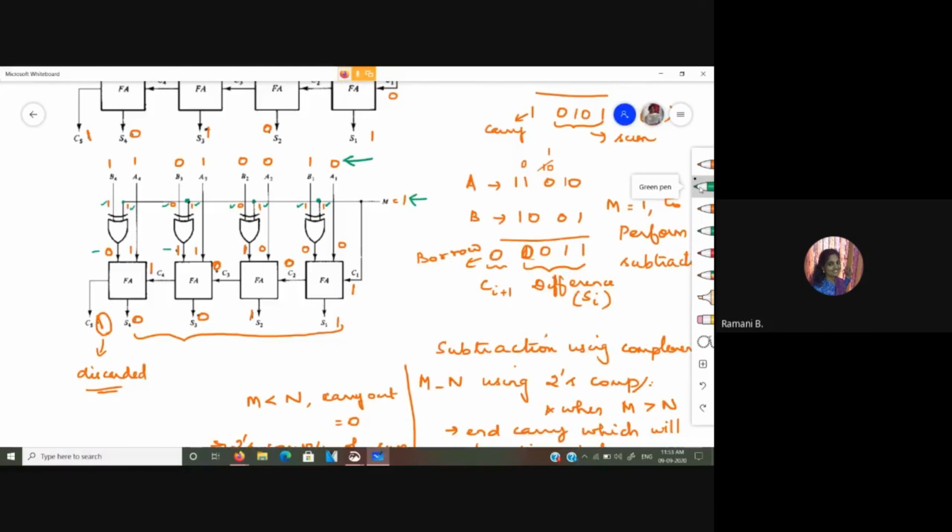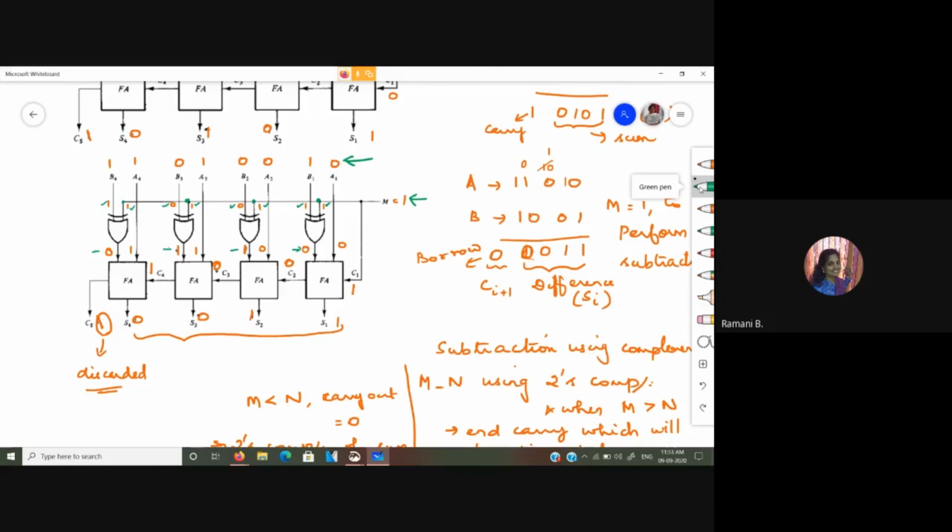Here 0 with 1 gives me a 1. Here also 0 with 1 gives me a 1. 1 with 1 gives me a 0. For the full adder, the output of the XOR gate is one of the inputs and the A bit is another input.